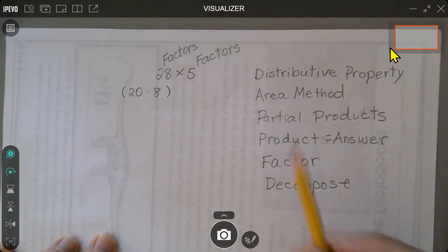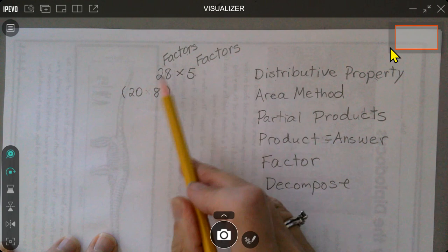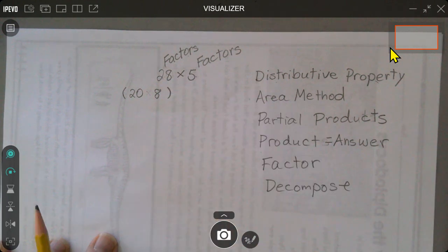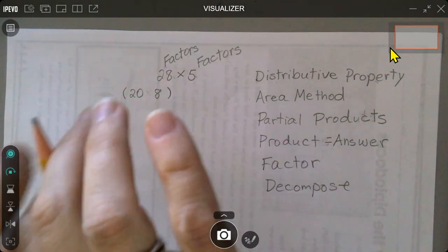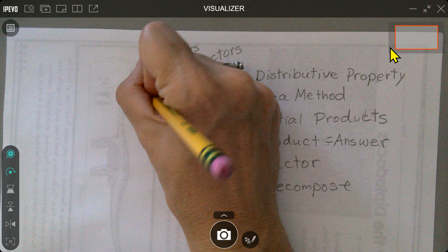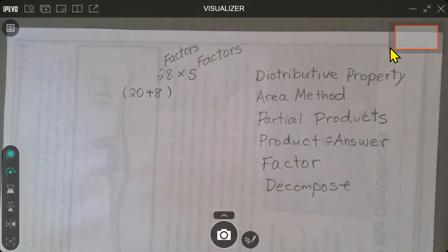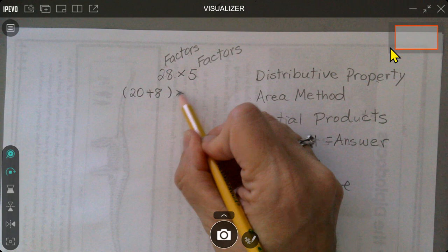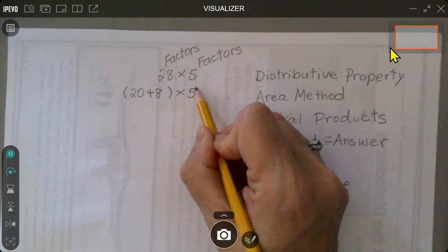So first thing we're going to do is split up or decompose whatever our biggest factor is into smaller parts that we can use. So 28, we're going to break that apart into 20 and 8. Then we still show that multiplication, that we're going to multiply each of those parts by 5.